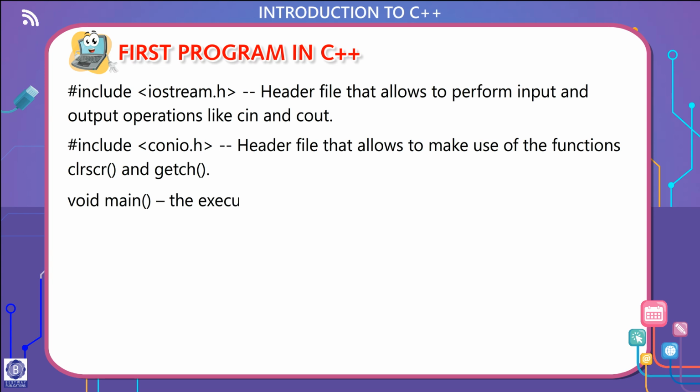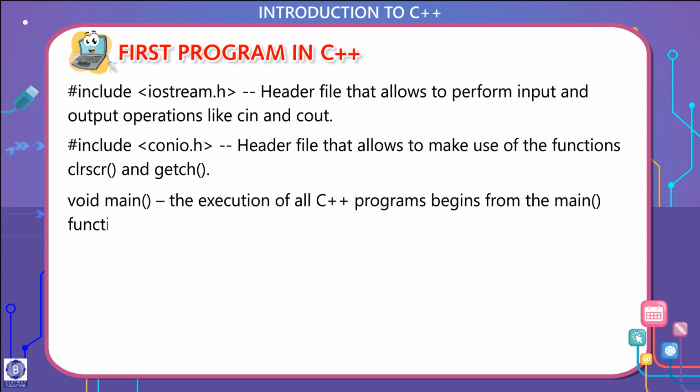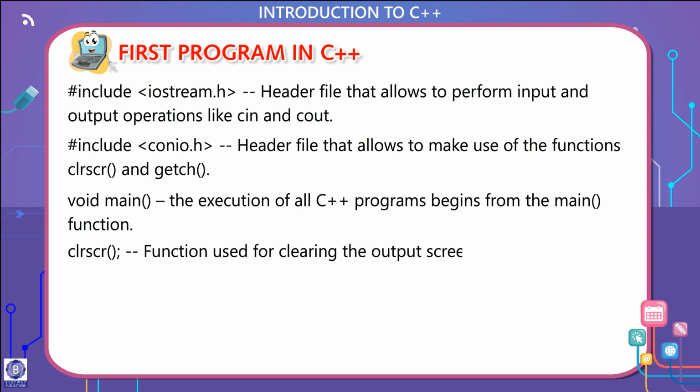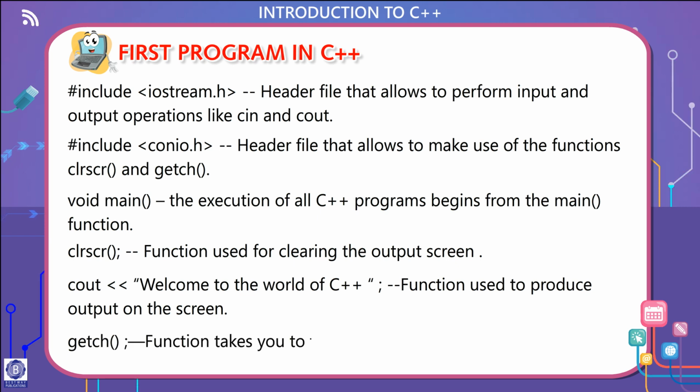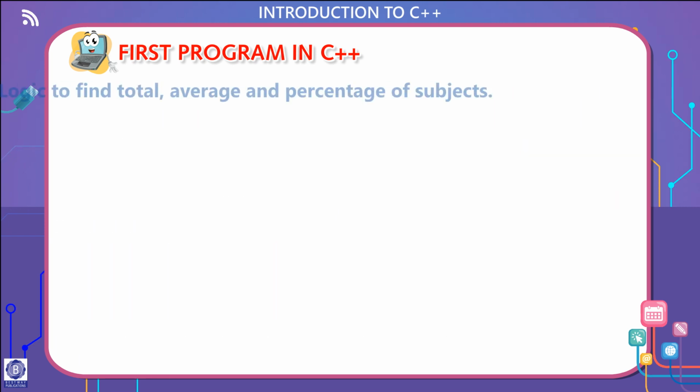void main, the execution of all C++ programs begins from the main function. clrscr, function used for clearing the output screen. cout << "Welcome to the world of C++", function used to produce output on the screen. getch, function takes you to the output screen.